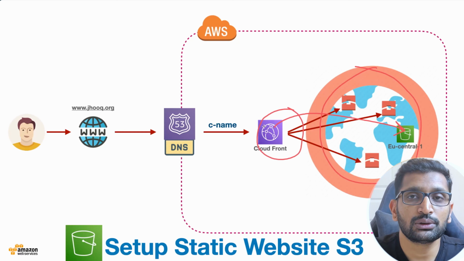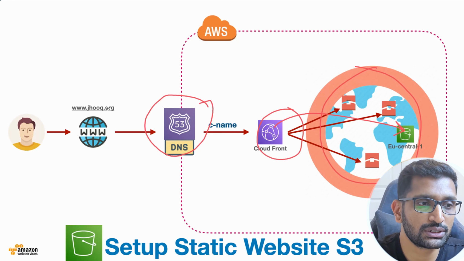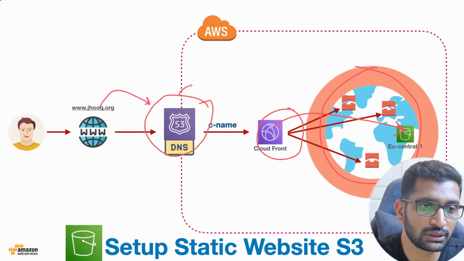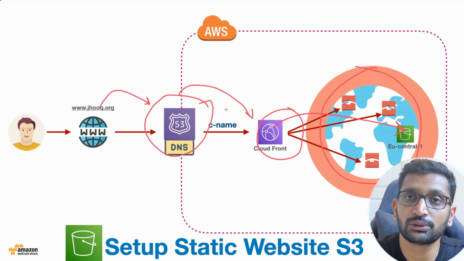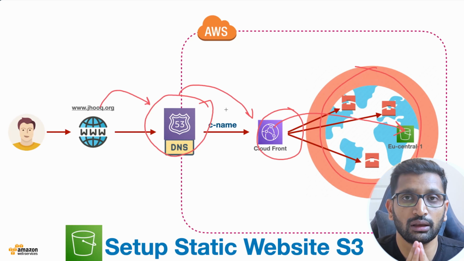The next thing which we are going to focus on now is our Route 53. Now we need to bridge this domain. We have the subdomain, which is demo1.jhook.org. So this domain we need to bridge with the CloudFront distribution over here. This is the bridging part we need to do, and this bridging we will do with our Route 53 by creating an A record.